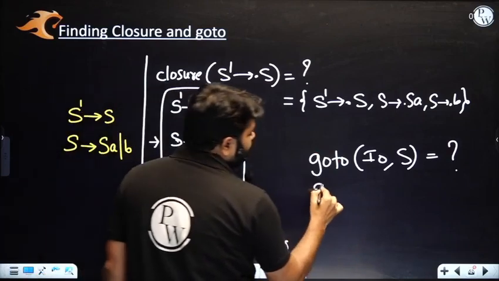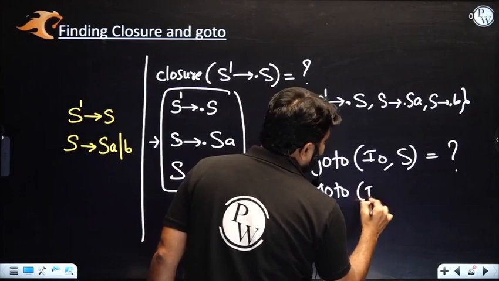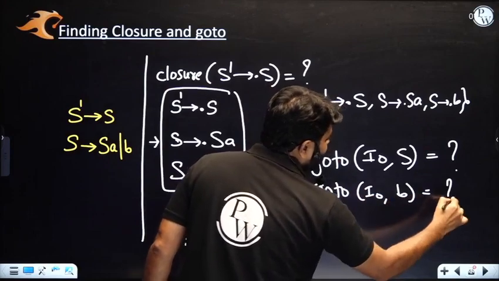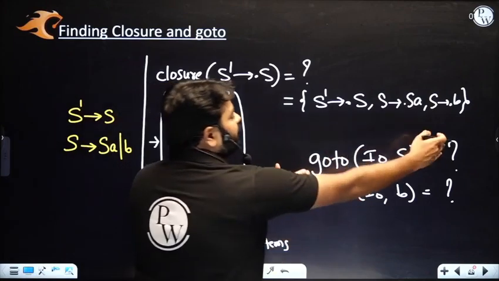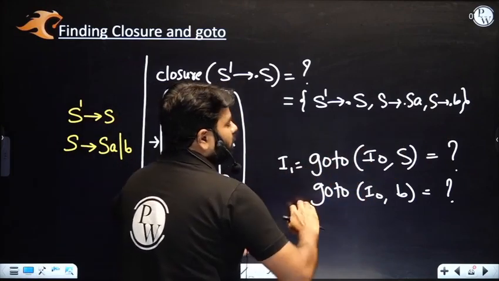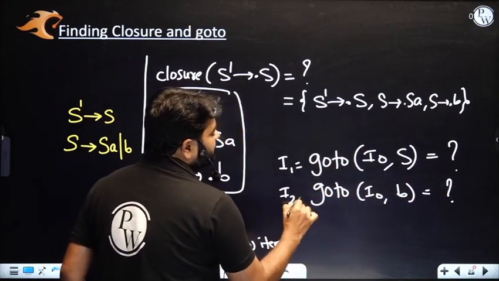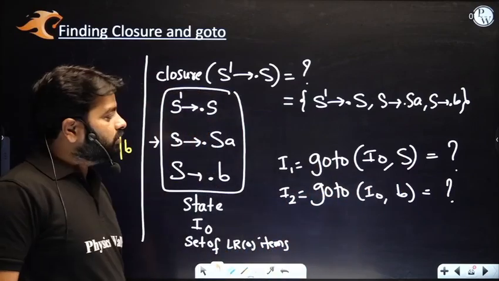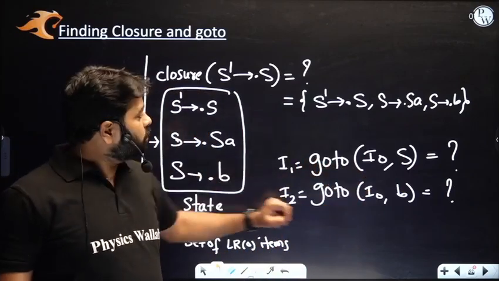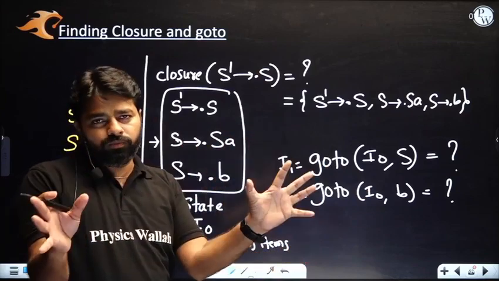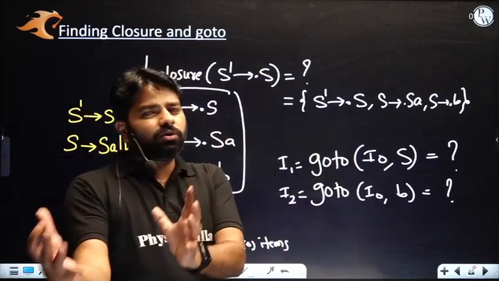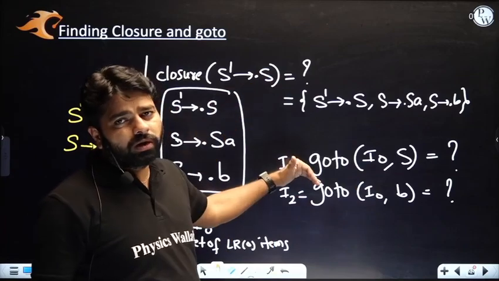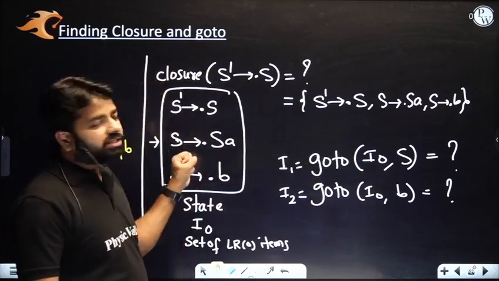After dot B is there. So, I may compute goto I naught comma B, you will get something. And this is already named as I naught, whatever you get here you can name as I1, whatever you get here if it is distinct you can name as I2. So, this is how we keep on doing it. So, what I do next is only goto. The first time it is closure, the goto computation again depends on closure, but it is called goto as you are moving from one state to another state.